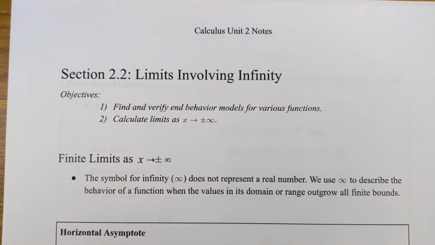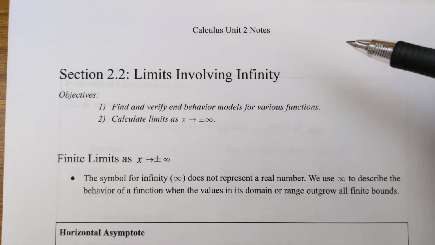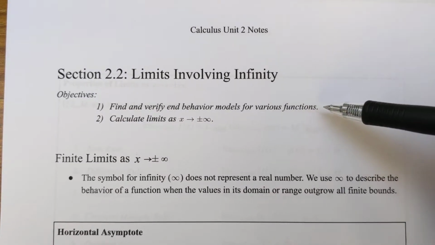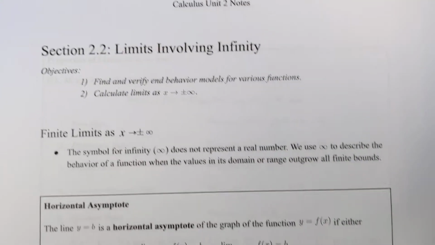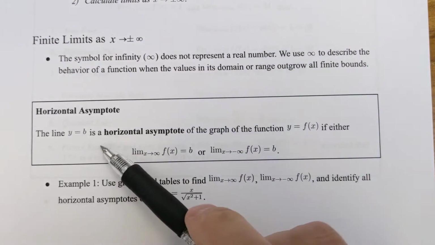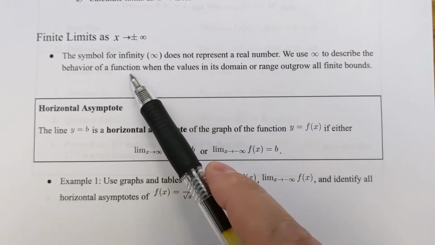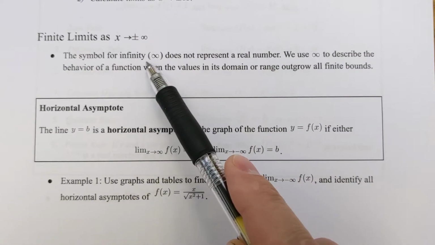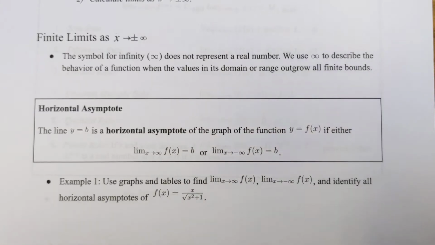All right, ladies and gentlemen, here we've got the notes for section 2.2, limits involving infinity. We've got two objectives: find and verify end behavior models, and calculate limits as you approach infinity. Finite limits as x approaches infinity are either positive or negative. The one thing to remember is that the symbol for infinity isn't a number, it's a concept, because you can't count to infinity. There's always a number after the one you've just said, so you'll never actually reach it.